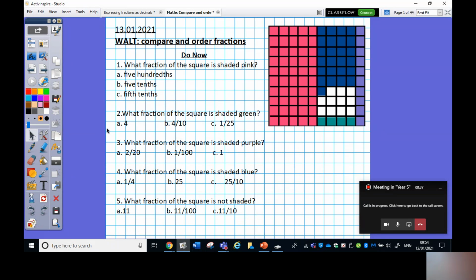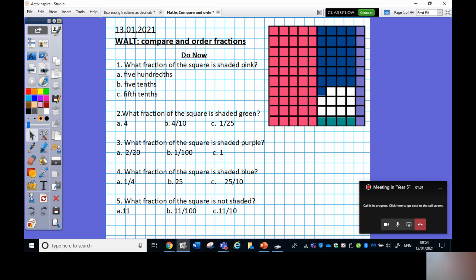But before we begin, I'd like you to make sure that you have everything that you need for the lesson. So a pencil, a rubber, a ruler, some paper, perhaps squared or lined or plain, as well as the printout if you have it. When you've completed it, then begin your do now. And when you finish that, unpause the video and we'll go through the answers.